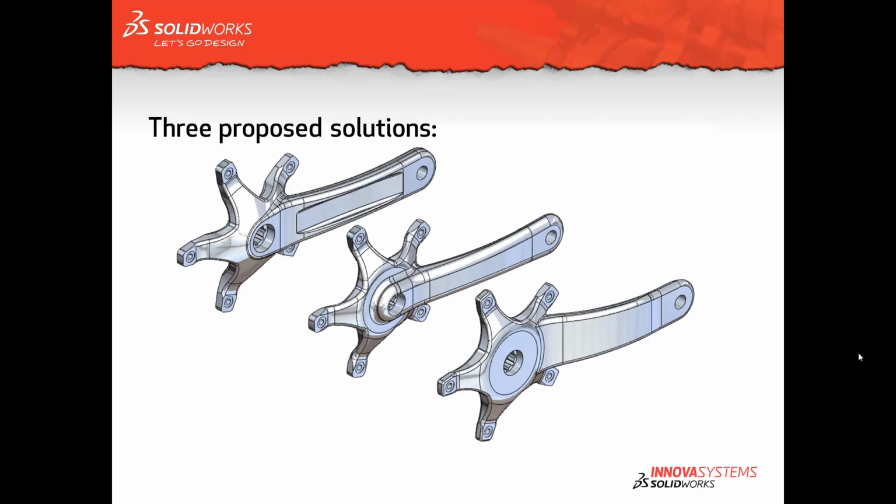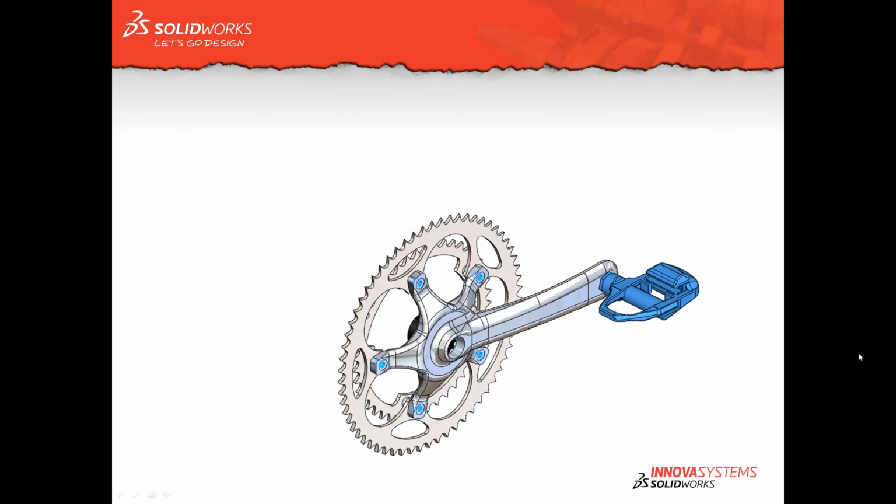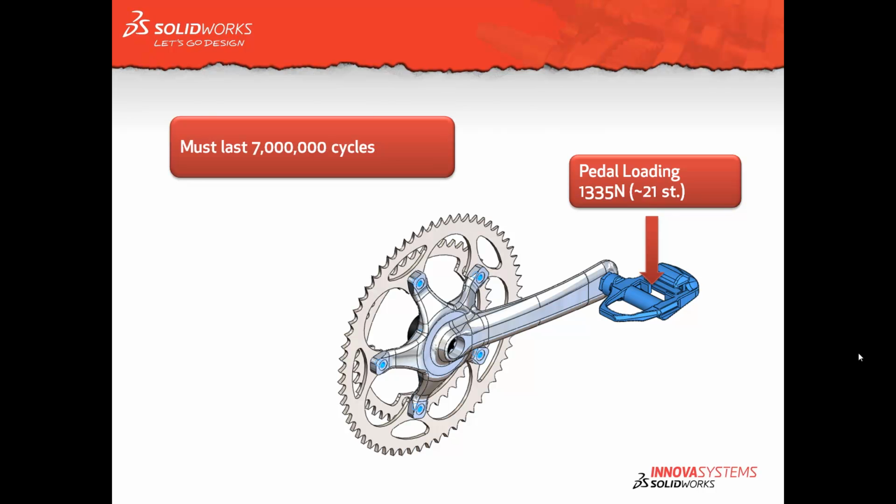So as I said, what we've got here is three main designs. Hopefully you'll be able to see the difference between the three that I've got on my screen now. And we've got a very specific setup criteria that we're going to have a look at in this case. So you can see we've got fixtures where each of these bolt holes is, around here, and as highlighted by the blue pedal, we're going to apply about 21 stone force downwards, normal to the top of that pedal. And what we're looking at in this case is a minimum number of cycles of 7 million. So if any of our designs don't meet that particular criteria, we're going to deem them all as failures.